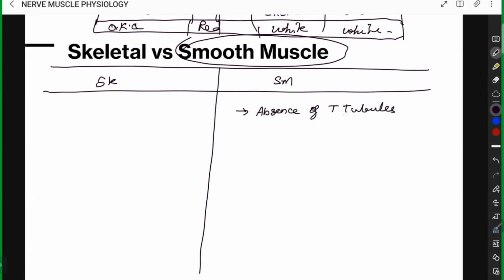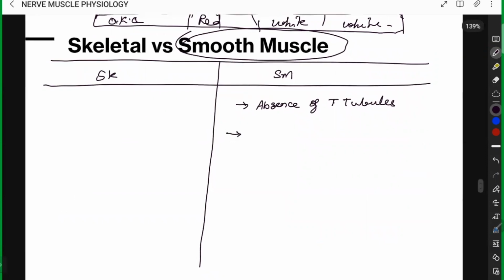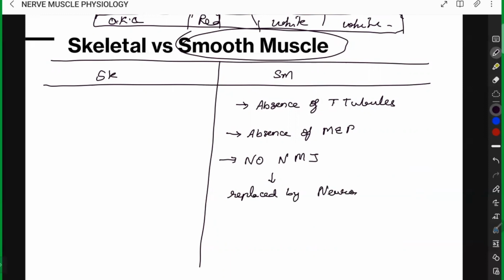Whereas in skeletal muscle we saw T tubules are present, here T tubules will not be there. Number 1. Number 2, there is a motor end plate in skeletal muscle, but in smooth muscles there won't be a motor end plate. If you don't have a motor end plate, there will be no neuromuscular junction. Instead of the neuromuscular junction, it is replaced by neuron varicosity. This is your third point.